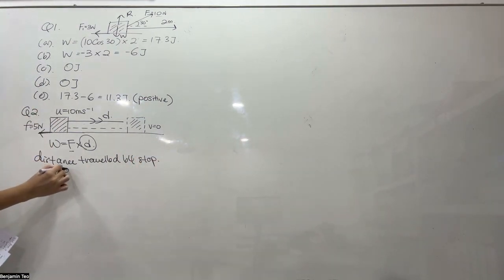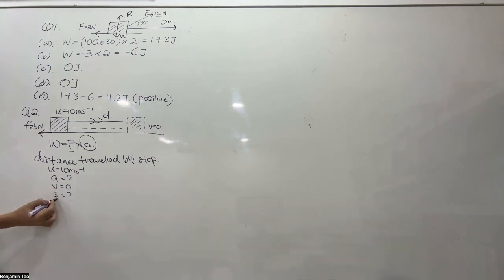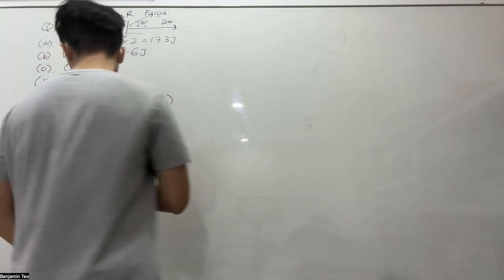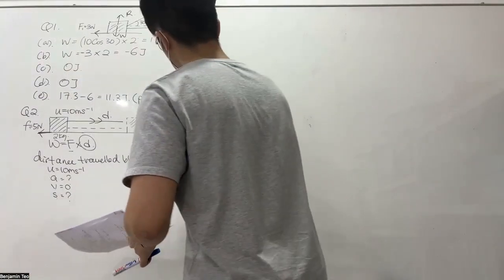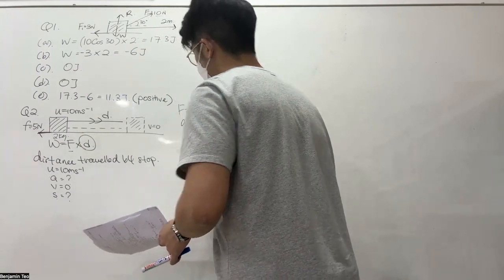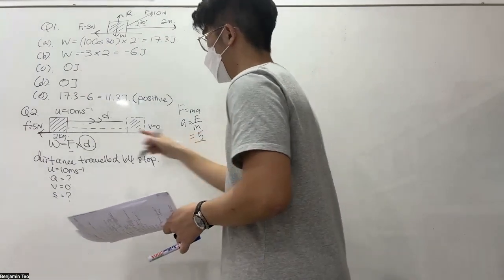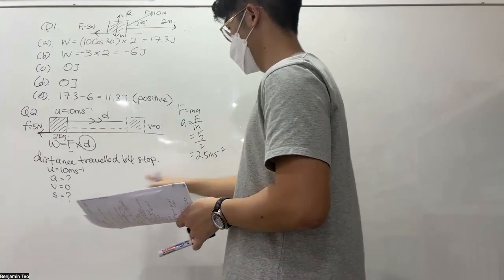U is 10, A not sure, V is 0, distance not sure. Then we get the A. Friction is 5, mass is given, 2 kg. So F equals m A, and the direction is supposed to be divided by 5 divided by 2 kg. 2.5 m/s minus 2. Put it here.